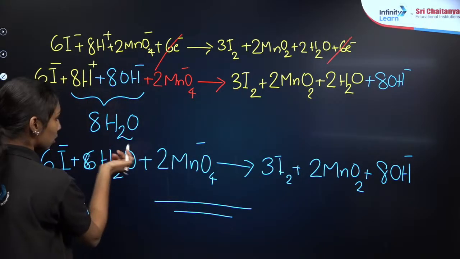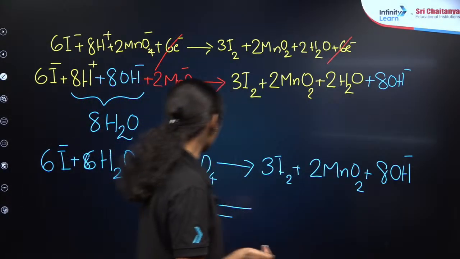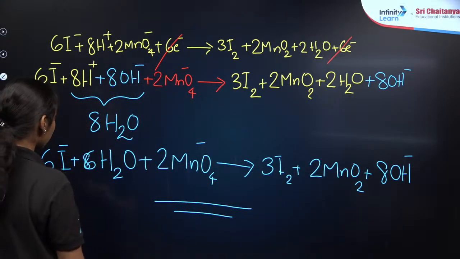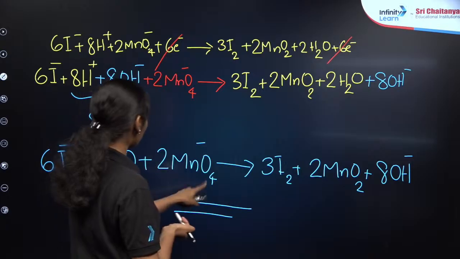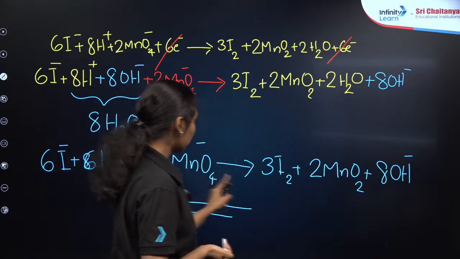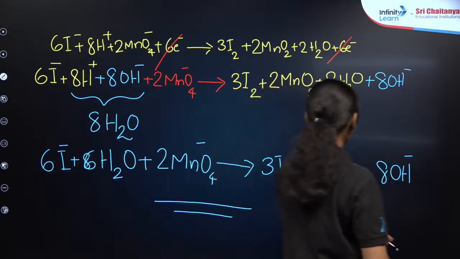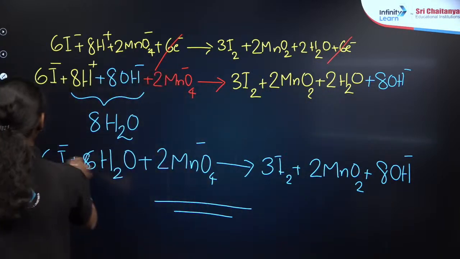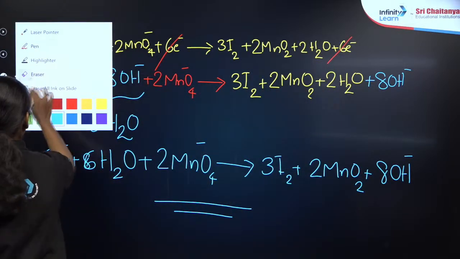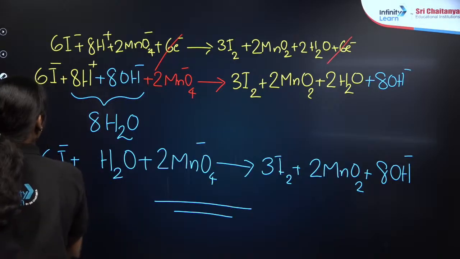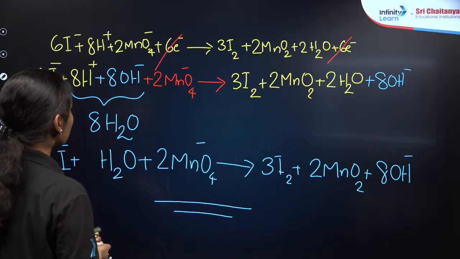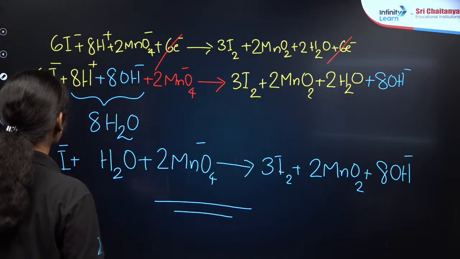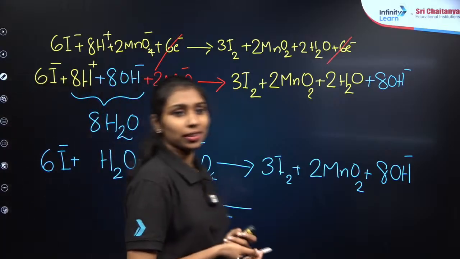Six into 2, 12. Here it is 8 hydrogen, right? Then what about oxygen? 6 oxygen plus 2 into 4, 8. 8 plus 6, 14. 2 into 2, 4. 14, right? Okay, this will be the 4. Okay, what is the mistake here?